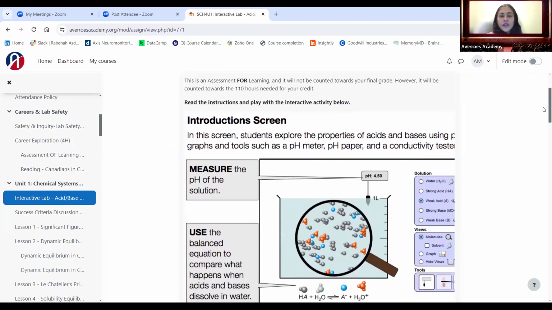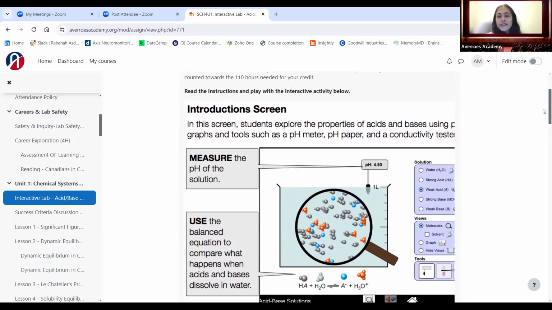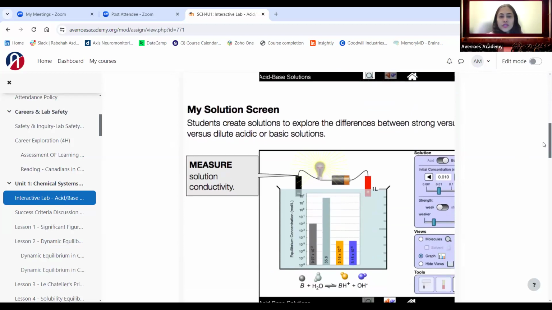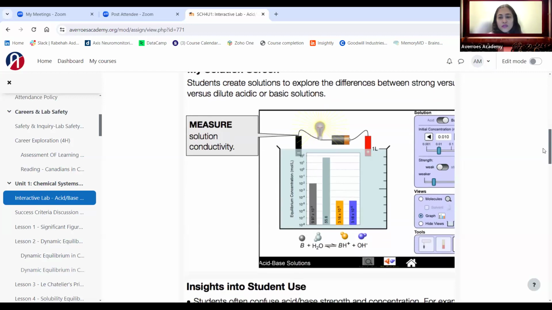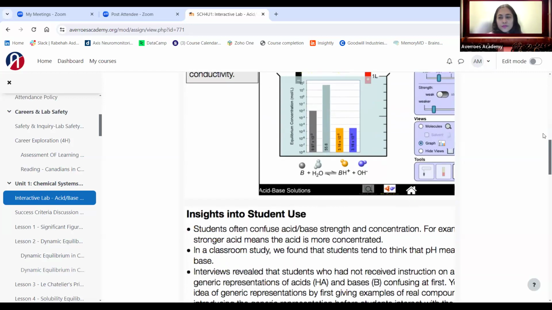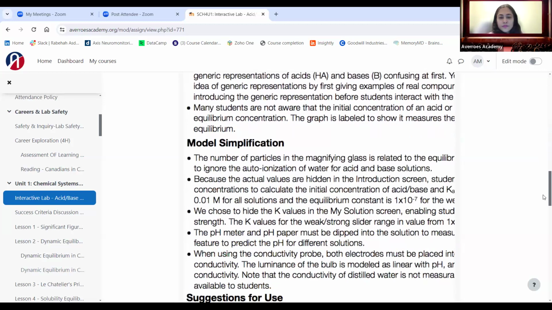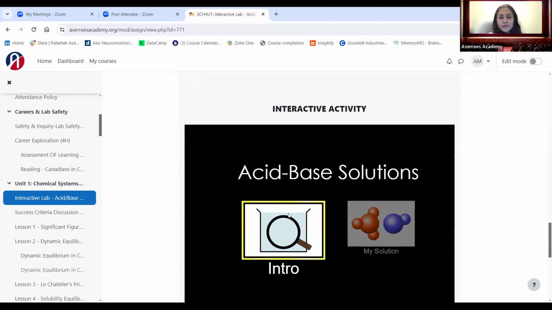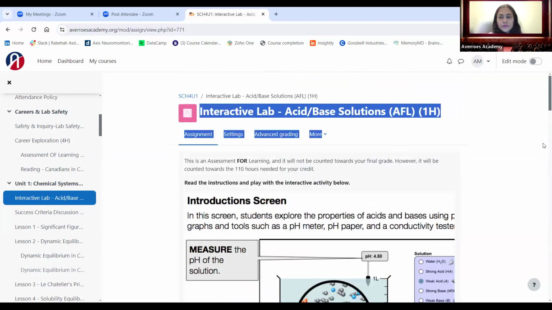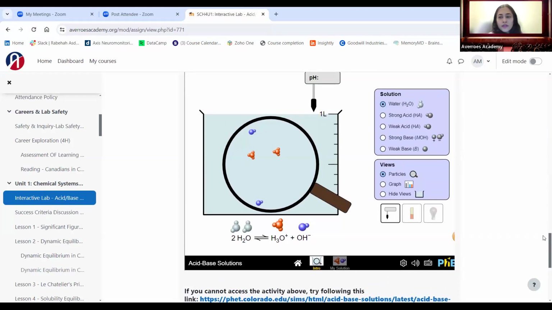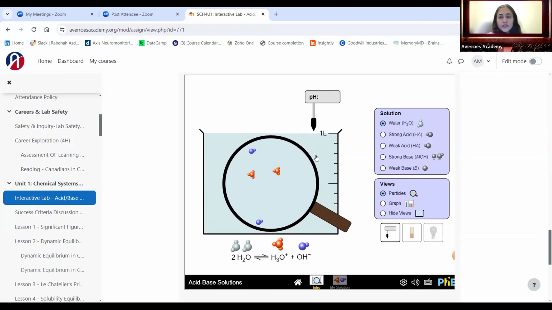So over here in this screen, you will explore the properties of acids and bases. And then over here, my solution screens, where you create solutions to explore the difference between strong versus weak versus dilute, acidic, or basic solutions. Okay, so you click on this one right here at the bottom, and then you click on each of these.